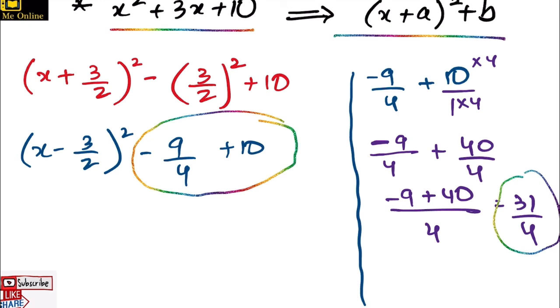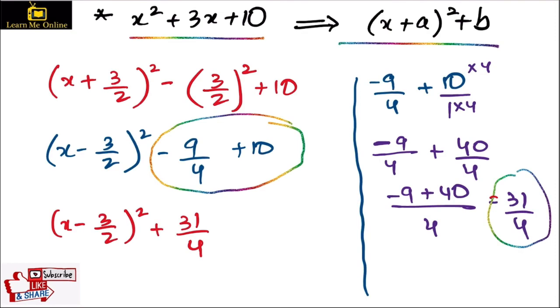We'll be using it here now. So this would now be x minus 3 over 2 whole square, and because we are having plus 31 over 4, I'll be using the same thing, which is plus 31 over 4. Now here, sometimes they can ask you to write down the turning point. I'm going to use the next slide now to show how to deal with the turning point.